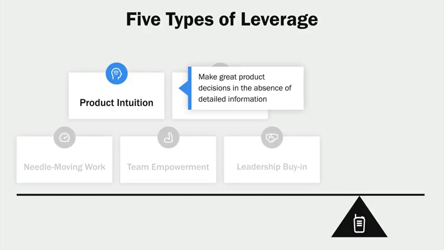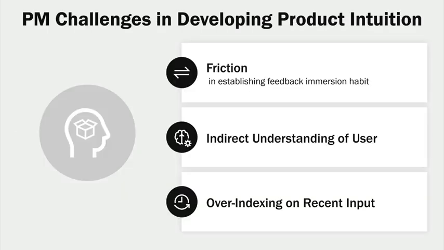In our module introduction, we talked about how great PMs create leverage by using their product intuition to make great product decisions in the absence of detailed information. However, there are two major challenges most PMs run into that hold them back from effectively developing product intuition. The two major challenges are friction in building good feedback immersion habits, and overweighting recency of feedback when evaluating feedback importance.